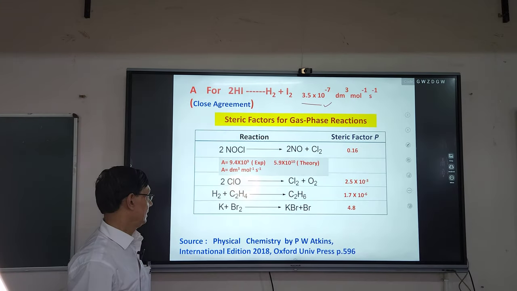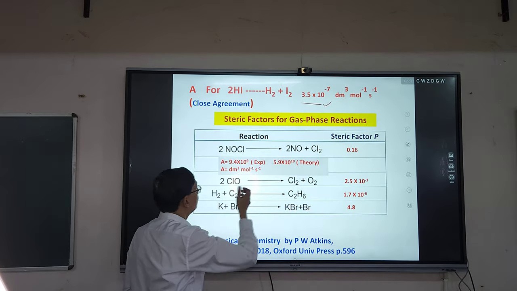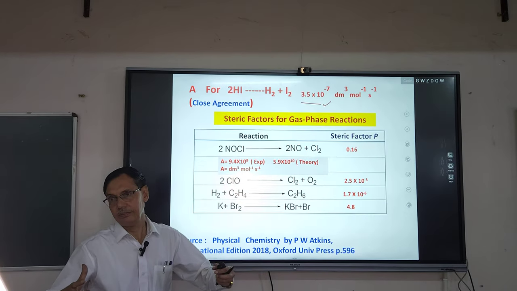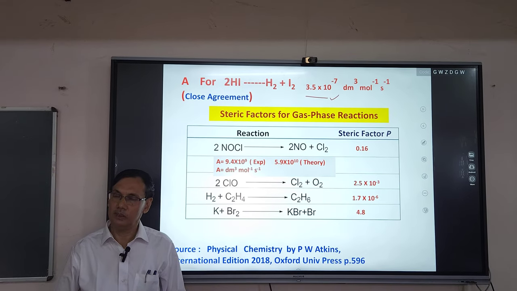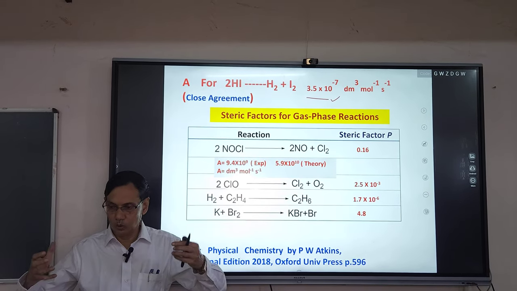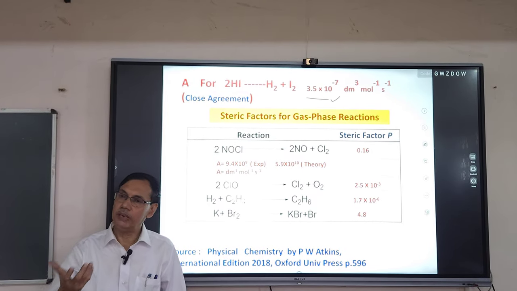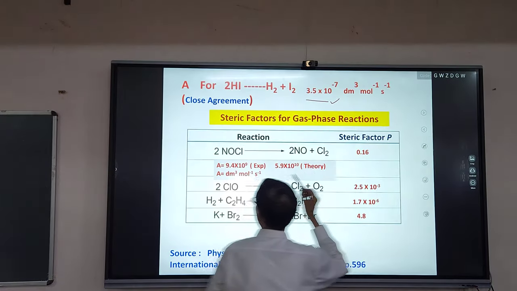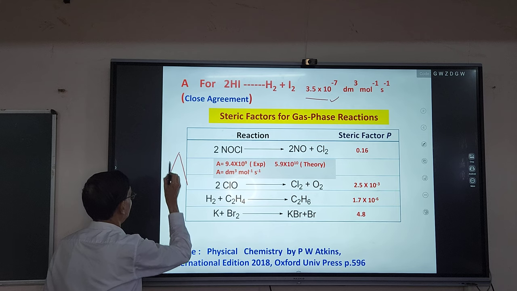But when they studied other types of reactions, gas phase reactions, what is the importance of the collision theory? That is, there must be a close agreement between theoretical value and experimental value. And the main problem was, the main culprit is A. So we must know the value of A.